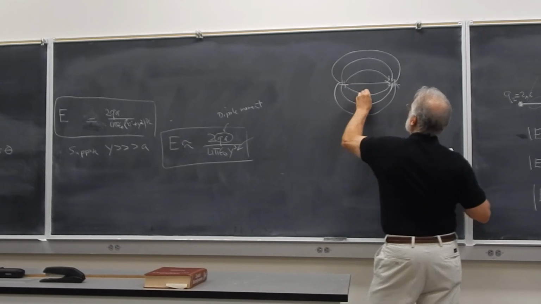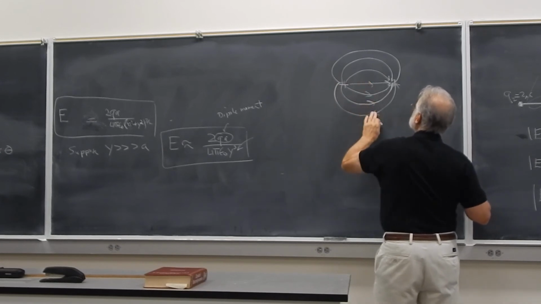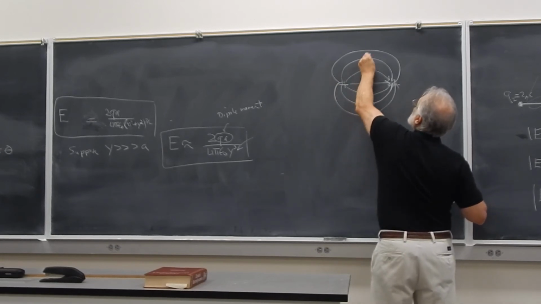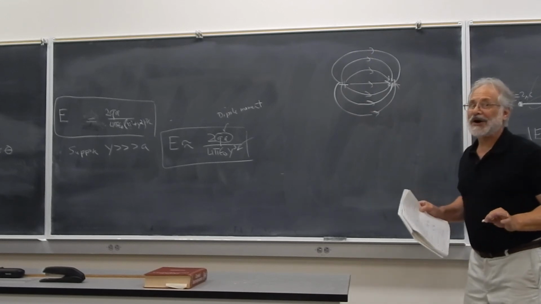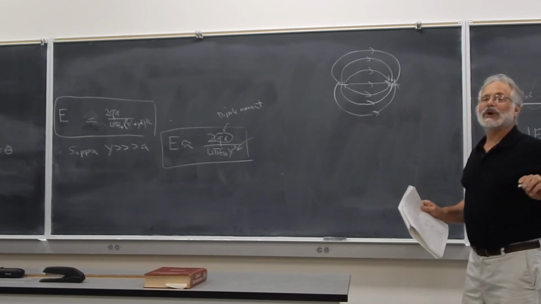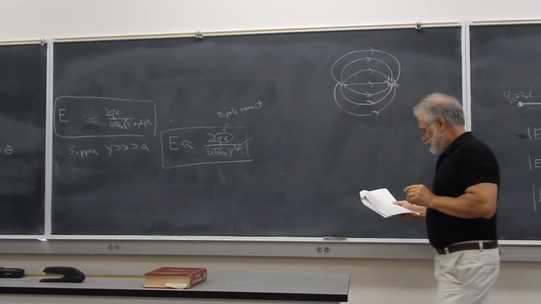So going from the positive to the negative charge. Kind of looks like a field of a bar magnet. Don't want to give too much away. That's much later in the course.